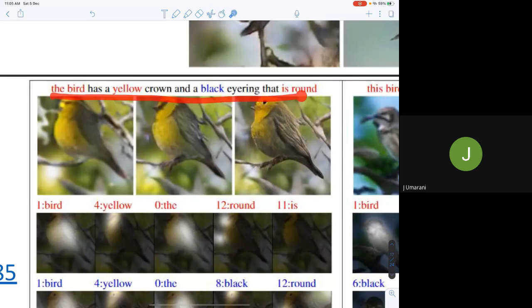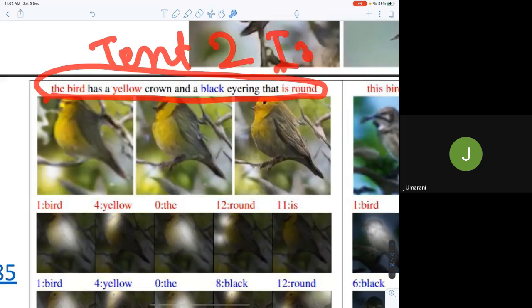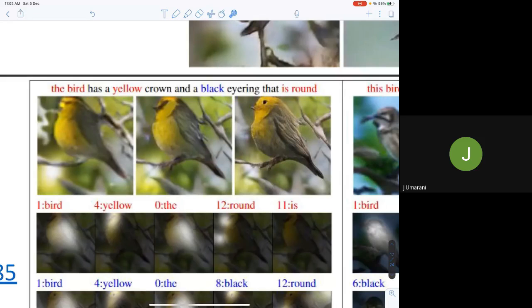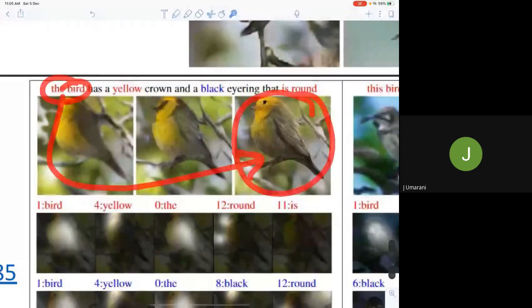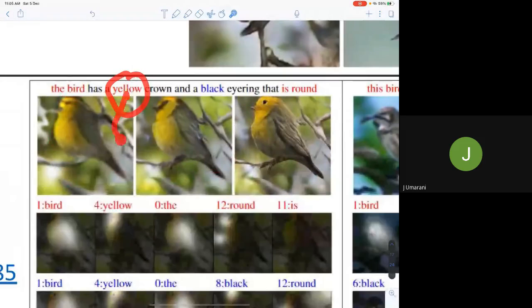I need to figure out that there needs to be a bird. So first of all, I need to know that I need to draw a bird. It has to have some sort of yellow thing, so that's why yellow color is being implanted. Some black eye rings, so there has to be an eye. It has to be black and it has to be round. So you see that it has started to give attention to different parts of the sentence, and because of that it started to perform better than its previous version.